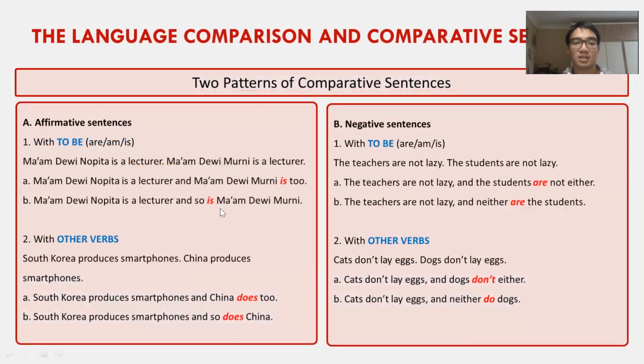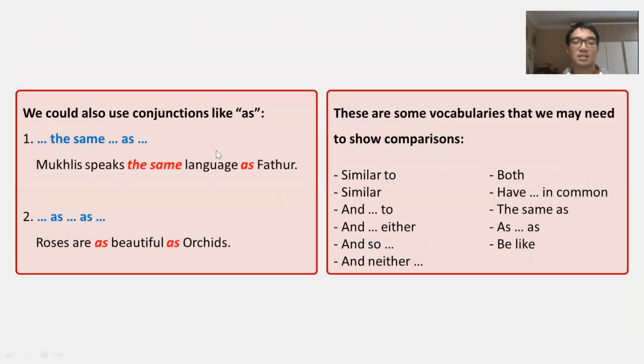Instead of using to be or other verbs like do, does, are, am, is, we could also use "as" to show comparison, like this: blank, the same, blank, as, blank. Muklis speaks the same language as Fatur, or double S and S. Roses are as beautiful as orchids, like that.